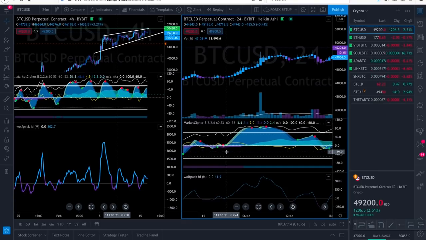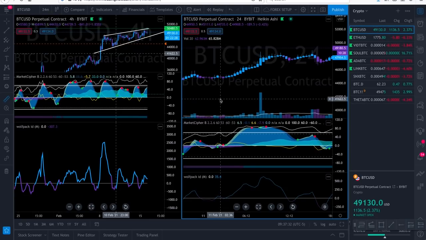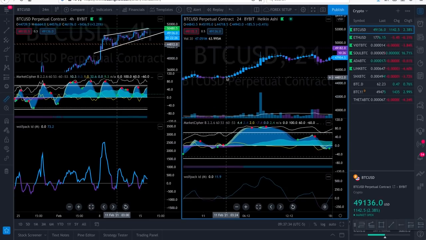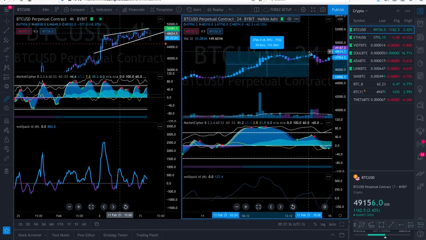It's not until a few minutes later that I had two things happen. I had the Wolfpack cross above the zero line and change color, and I had a green trigger wave on the 24-minute chart. This is where I would have entered my trade. This is my execution time frame. I did enter this trade, and I entered right here on this green trigger wave and rode this thing up for a while.